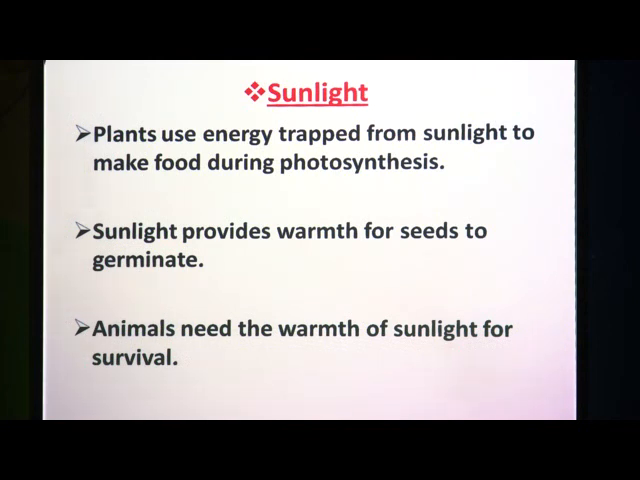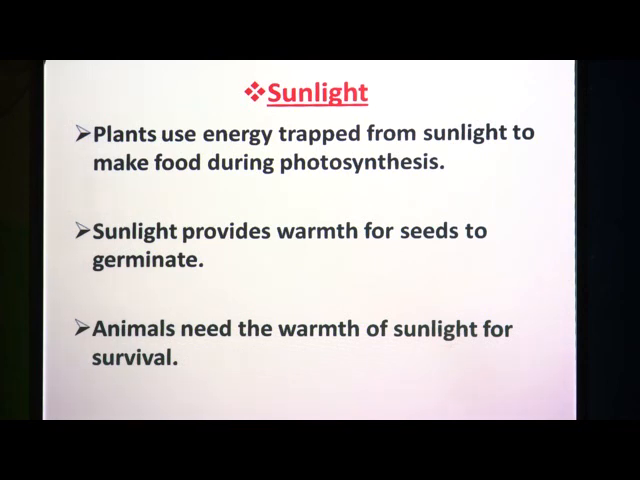And seeds also need warmth for their germination. As we know, for germination seeds need good quality seeds, soil as well as water and warmth, and all that warmth they get from the sunlight. So, sunlight provides warmth for the seeds to germinate, and animals also need the warmth of sunlight for survival.